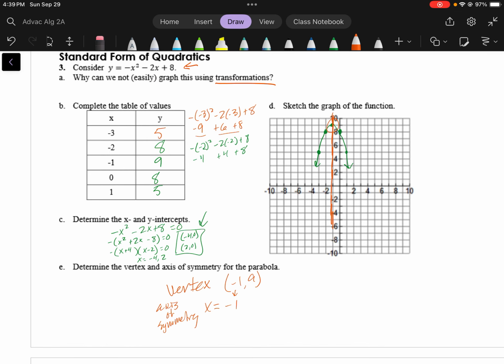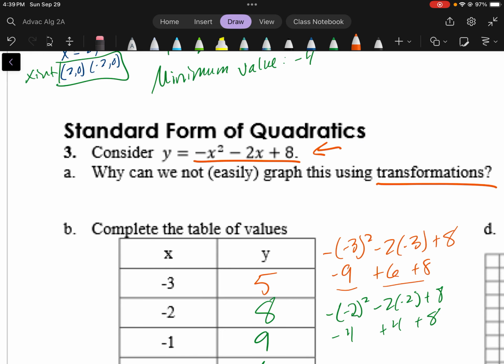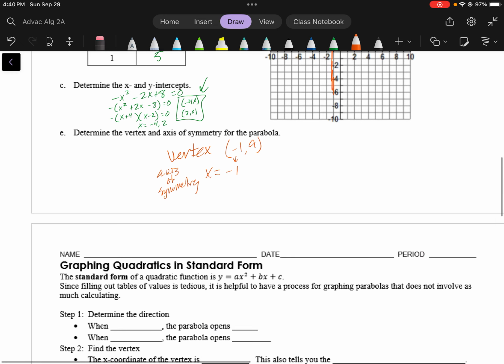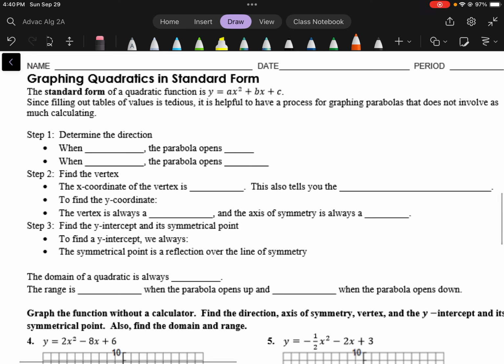So the reason we do not like it in this format is it kind of requires all this extra work for us to do. On the next page, there are going to be ways for us to use that information to determine specific things about our graph. So when we're determining the direction, if our A value is less than 0, then the parabola is going to be opening down. And if A is greater than 0, then the parabola is going to be opening up. So that A value is the coefficient out in front. So if it's negative x squared, it's going to be going down. If it's just positive x squared, it's going to be going up.